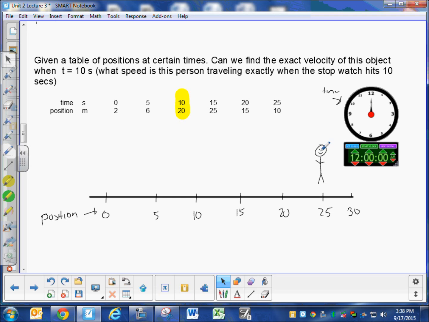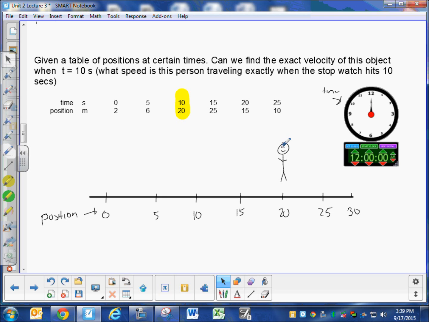Okay, then I could say, all right, well, it's the same velocity the entire time, so maybe it's just the same as my average velocity. But are there other possible situations where I could have been located at the 20th meter mark at the 10th second? Yes. So what's the problem with looking at this table and trying to figure out what's going on exactly at this 10th second? I don't know what happens in between.